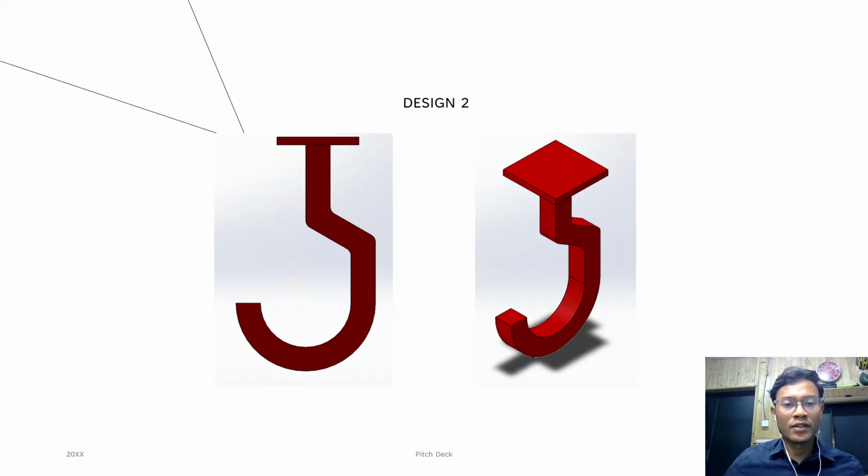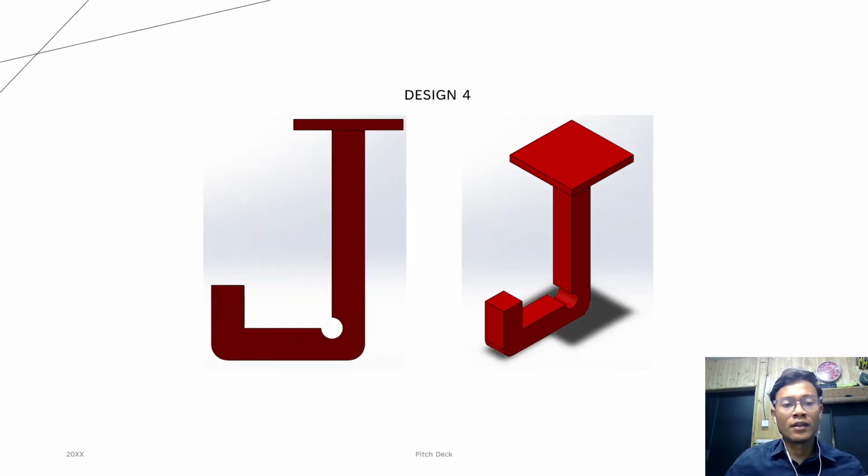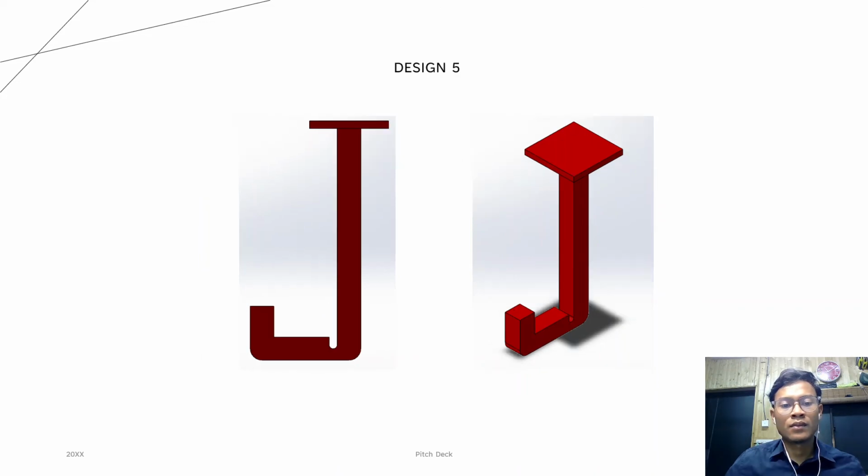This is my design number 2. This is my design number 3. This is design number 4. This is my design number 5.